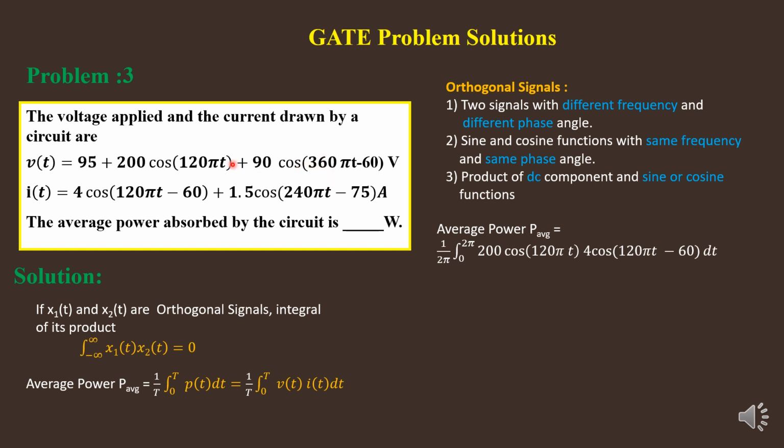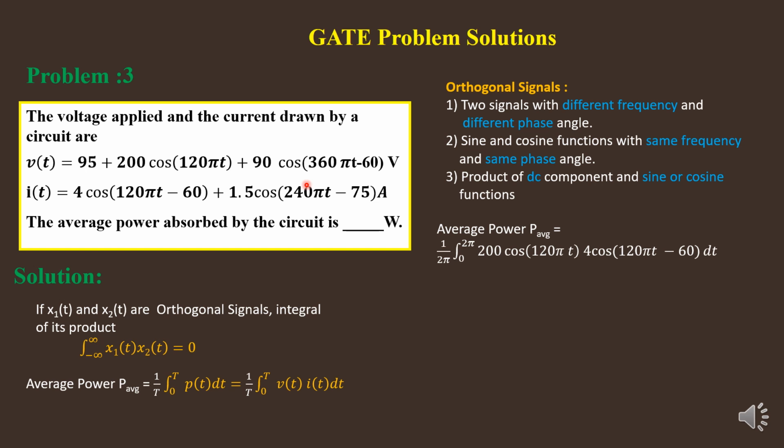Okay, and then next one, let me move to the third term products. Now third term into each of the current terms. 90 cos(360 pi t minus 60) into 4 cos 120 pi t. So that is also orthogonal signals. That integration also 0 only. And then 90 into this one: 90 cos(360 pi t minus 60 degree) into 1.5 cos(240 pi t minus 75). So let me take the product. This 360 pi and 240 pi are different frequencies, and here different phase angle. So that is also orthogonal signal only. Integration of that product also will be 0 only.